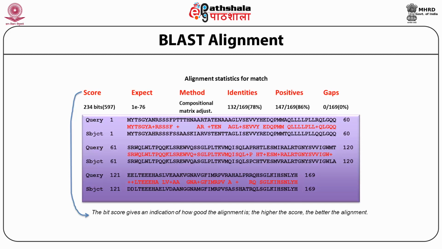The second part you see is the positives. That means similar amino acids. That means a hydrophobic amino acid is being replaced by a hydrophobic amino acid, or a smaller hydrophobic amino acid is being replaced by another hydrophobic amino acid. Like that you have positives. Out of 169, 147 amino acids are matching with the same positivity value. If you take the percentage, it becomes 86% homology. That means similar amino acids, with similar physicochemical properties, have been replaced in the sequence alignment.